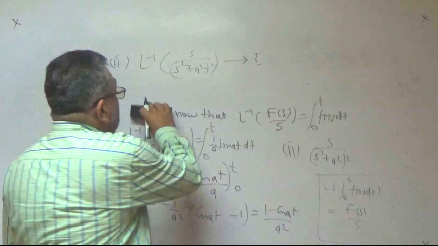And finally, we take 1 upon 2, with A square minus B square common, and 2 is also common so the 2 cancels out. That is 1 upon (A square minus B square) times (A sine AT minus B sine BT). This is your final answer for this inverse Laplace transform, by using the convolution theorem. So by these methods, you can find the inverse Laplace transform.